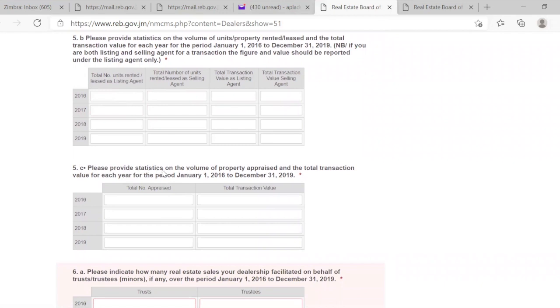It said, please provide statistics on the volume of property appraised and the total transaction value for each year for the period January 1, 2016 to December 31, 2019. That is the same thing you'll do for your appraisal for those persons who carry out appraisals. If you are a dealer who does not engage in appraisal or valuation, as we may call it, then you simply put 0, right? And all the spaces here in all the fields.